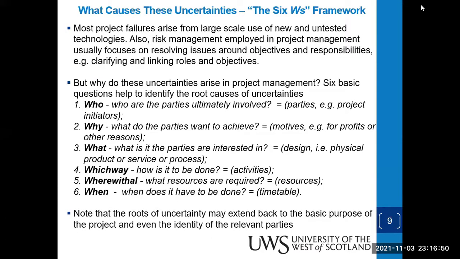Now, what causes these uncertainties? We call them the 6 Ws, okay? So usually these 6 Ws have to do with who does what, the parties, the project initiators, who are the parties involved. If we don't clarify who does what, then these uncertainties will occur. Why are they doing what they are doing? What do they want to achieve? What is the motive? Is it for profit? Is it for sustainability? If these are not clarified, then for sure there could be some uncertainties and risk associated with the project. What are they interested in?